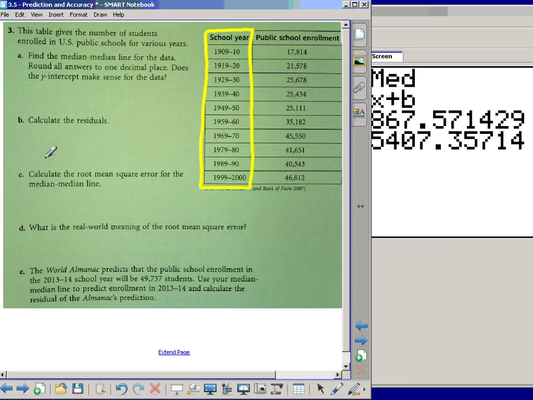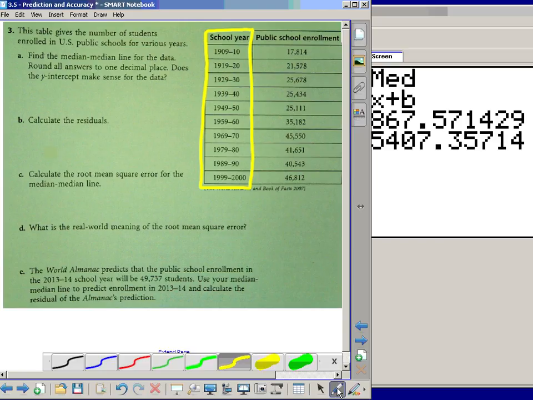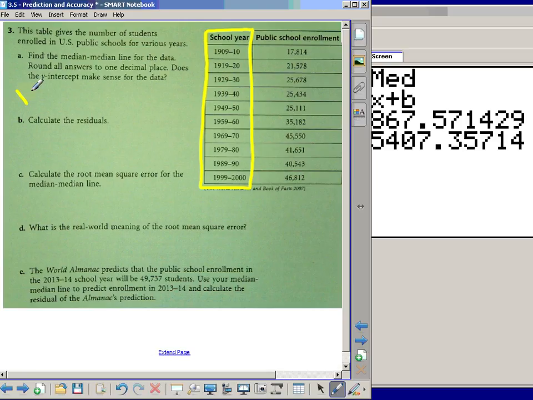So we'll have a y-hat equation. Remember what y-hat is. Y-hat is our estimated value using our median line, and it is 15,407.4 plus the slope 2867.6x. So that's our median line, and we're going to use that to predict the future.